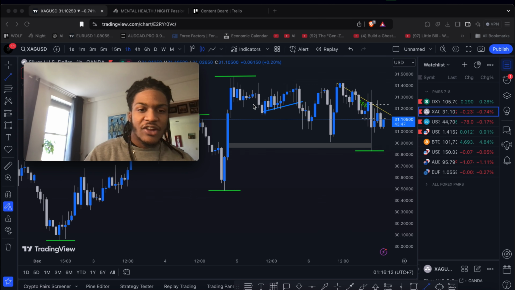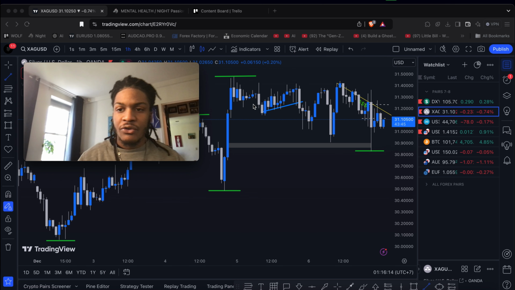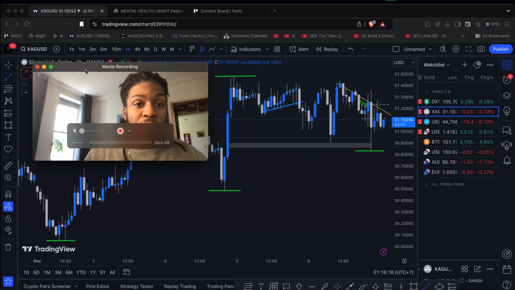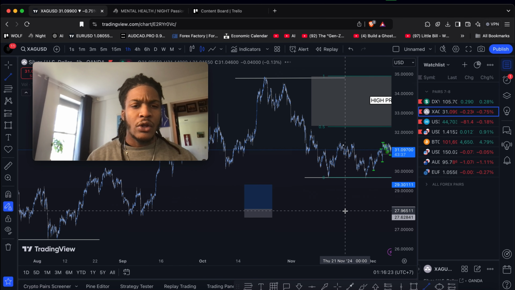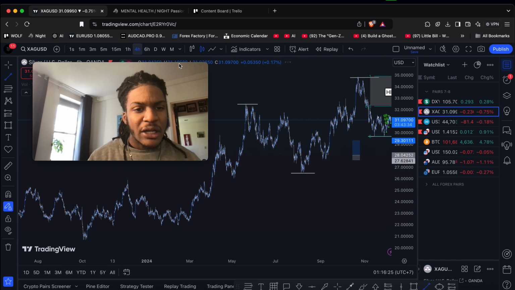The futures pairs that I trade, nothing fancy, just trade silver and I trade US 30. So I want to actually show you guys what I'm looking at right now for silver, and what I actually do to find setups to make money with silver.